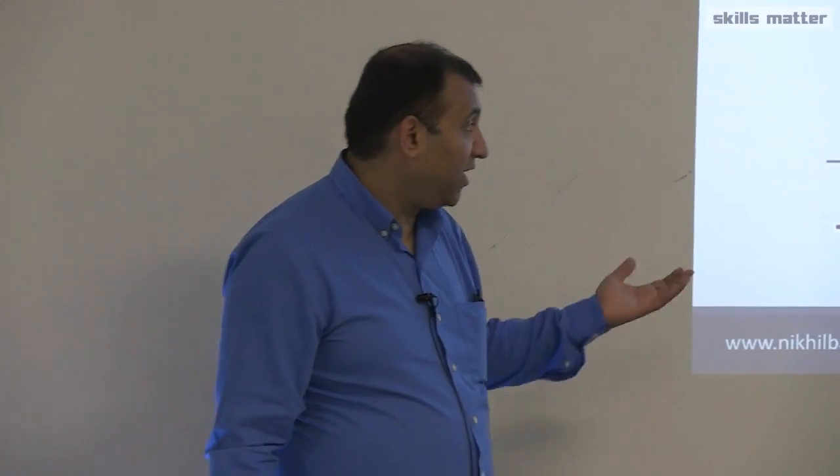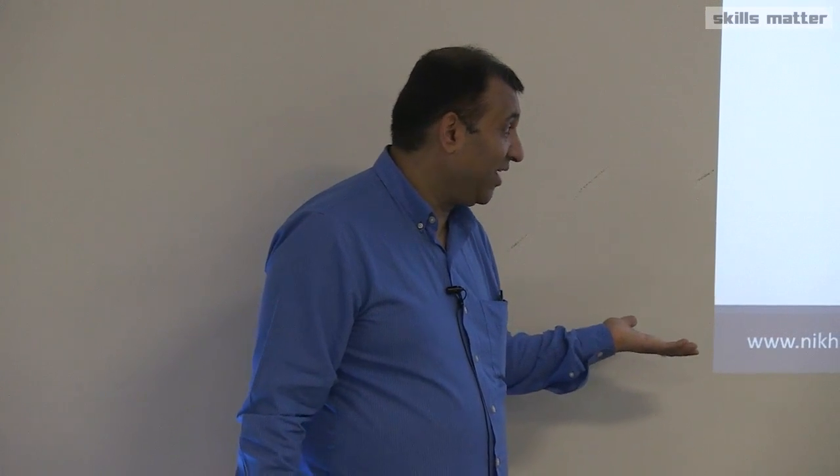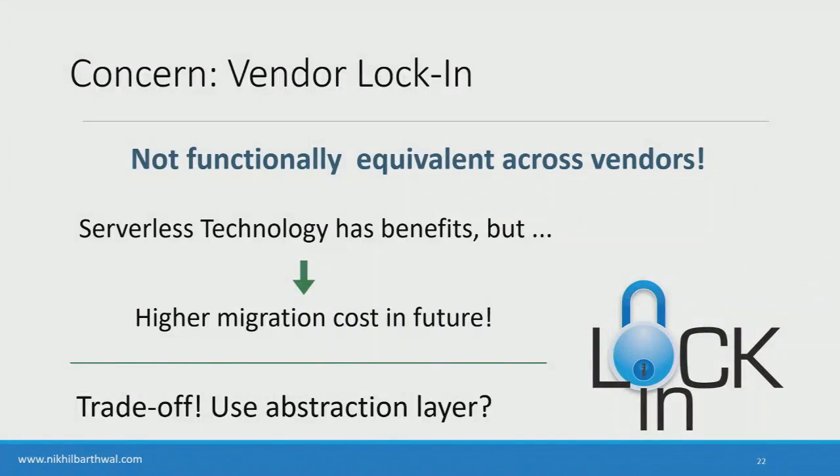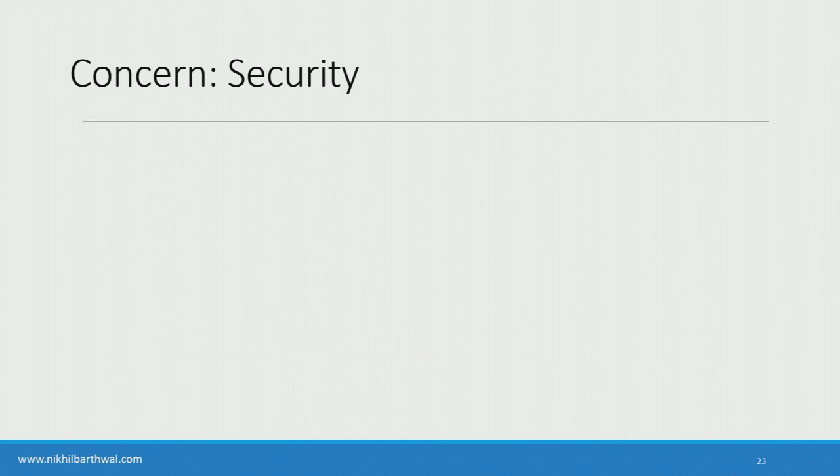But nevertheless, there's a trade-off. You could potentially use an abstraction layer, but then again, there's a trade-off in the sense that you're probably taking the lowest common denominator. So there's a little bit of trade-off that you have to make. There is a concern, and you have to make your decisions more wisely.